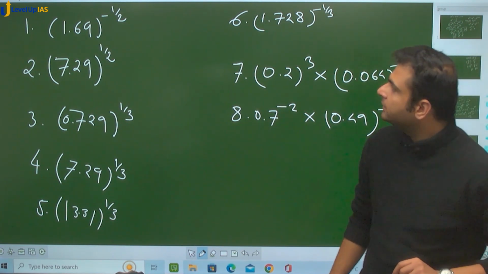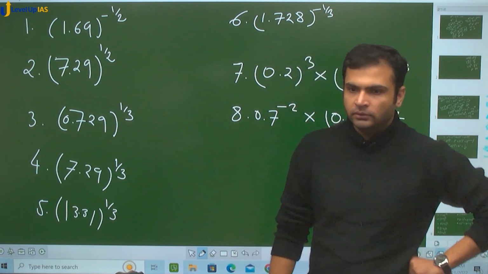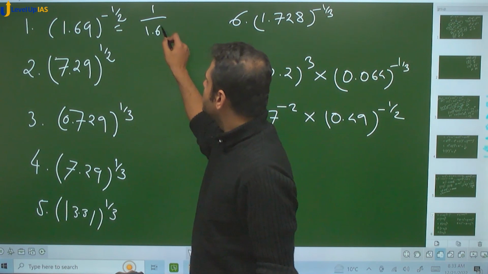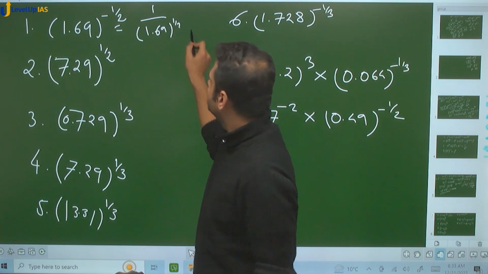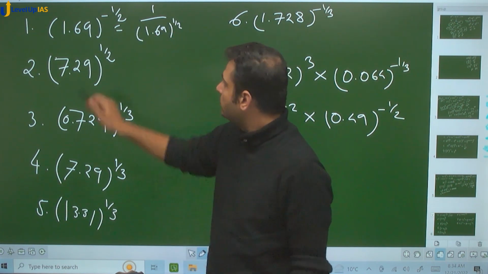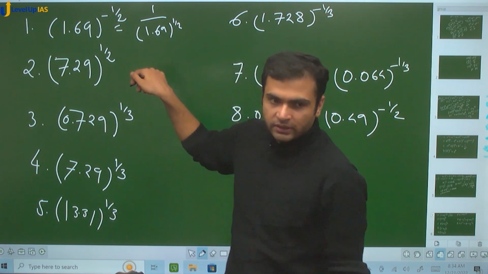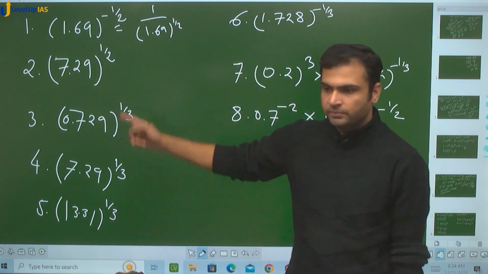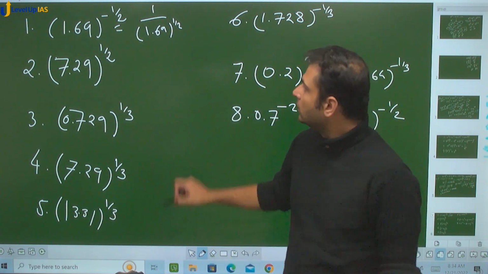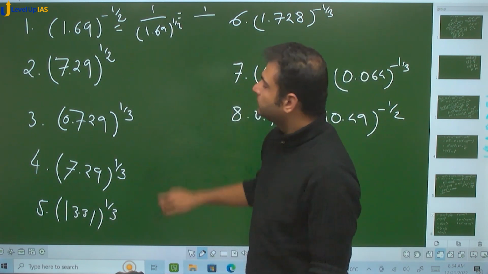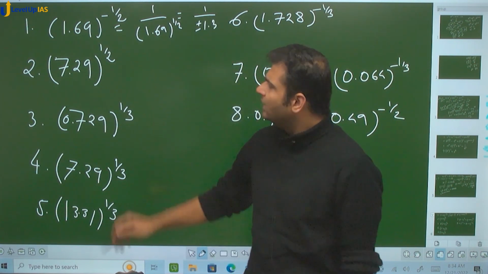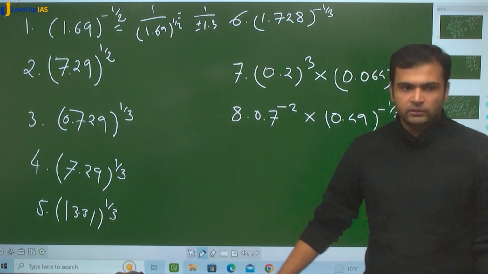Tell me the answer for the first one. This is nothing but 1 upon 1.69 raised to 1 by 2, right? Minus goes to the denominator: 1 upon a raised to minus n is 1 by a raised to n. This is nothing but 1 by plus minus 1.3. We'll leave it at that. We don't need any further answer.